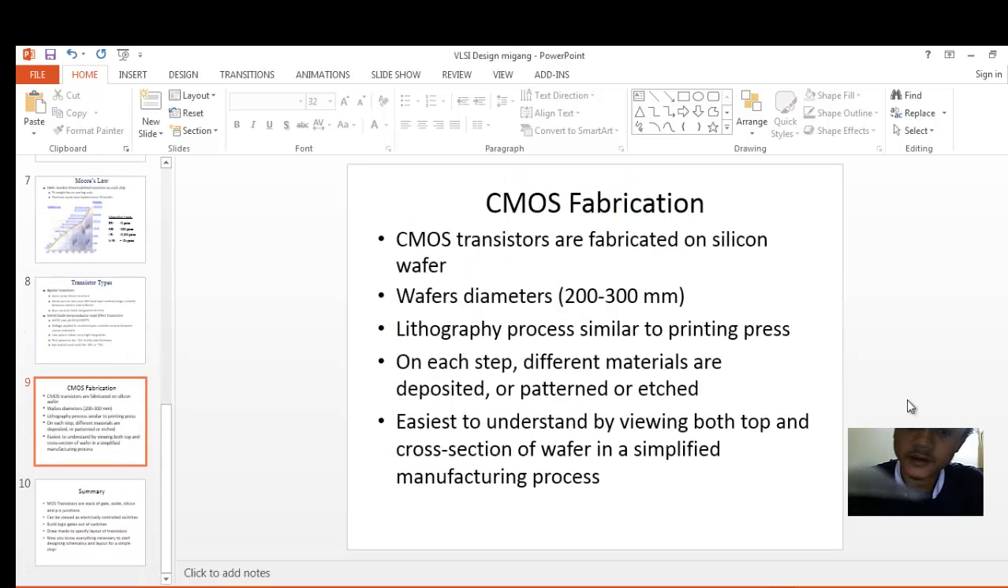Let us see how a CMOS is fabricated. CMOS transistors are fabricated on silicon wafers. Wafer diameter is in the range of 200 to 300 millimeter. Lithography processes are similar to a printing press. On each step, different materials are deposited or patterned. It is easiest to understand by viewing both top and cross section of the wafer in a simplified manufacturing process.